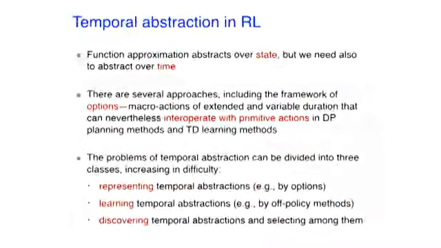OK, I wanted to mention temporal abstraction. Function approximation abstracts over state, but we also need to abstract over time, which means thinking not just about actions like right, left, up, and down, but about an action like going to the talk or going to the conference or taking a job offer or picking up an object. These are all things that take extended time. And so there are some theories that try to deal with this in interesting ways, but it's a complex problem with great depth.